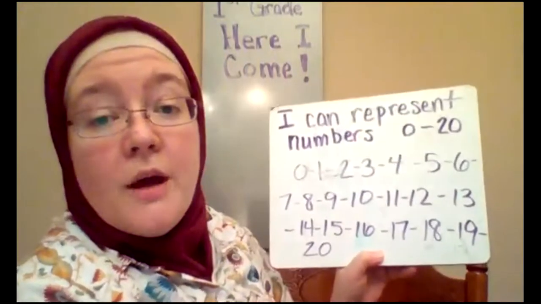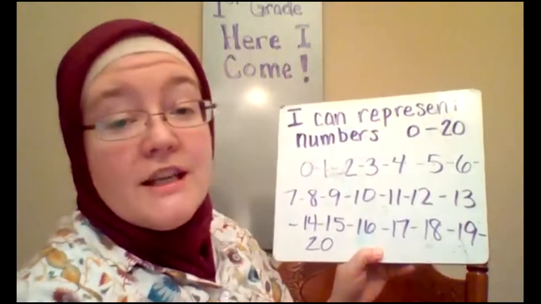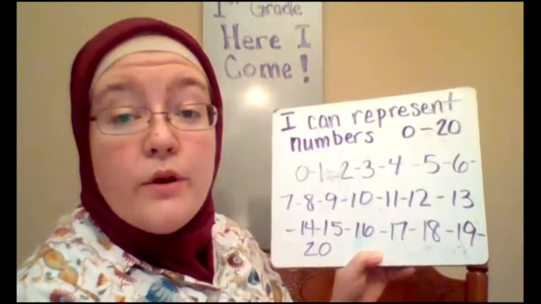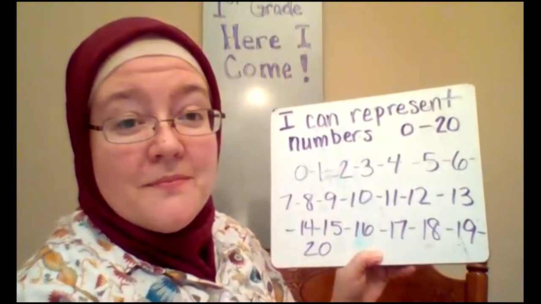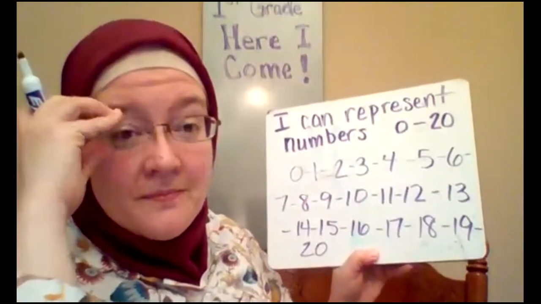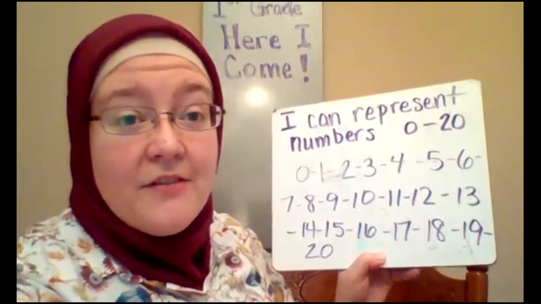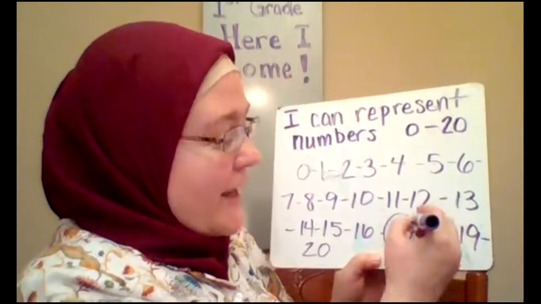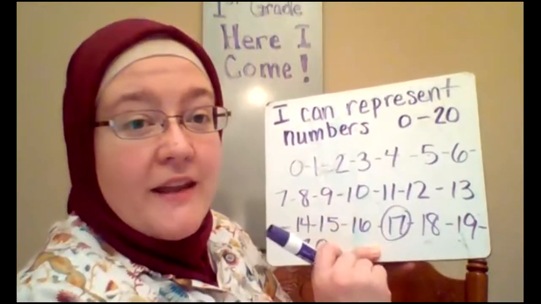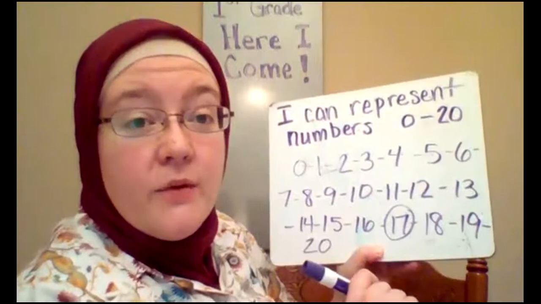So our number for today is actually going to be 17. So if you wrote it on your paper, go ahead and circle 17 now. Did you find it? What two numerals does 17 have? If you went ahead and circled the 1, 7, you are correct. That's 17. So this is the number we're going to represent today.